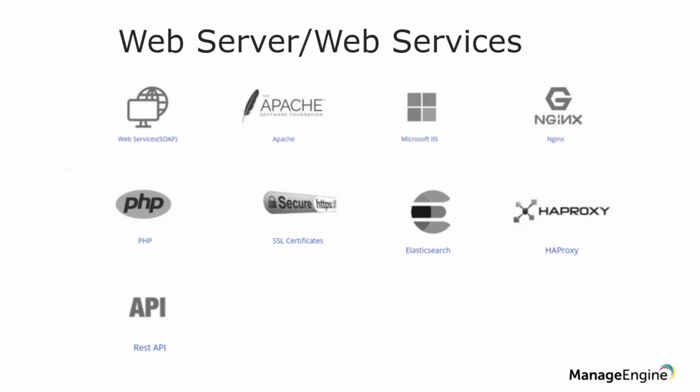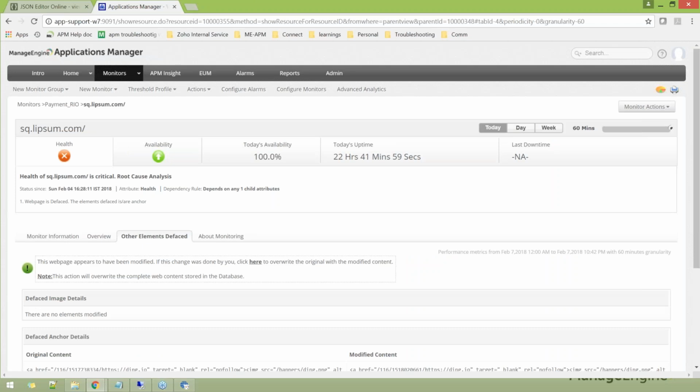In Applications Manager, we have web servers such as Apache and Microsoft IIS. We have reverse proxy servers like Nginx. In case you are using a search framework in your website, we have Elasticsearch for you to monitor. In case you want to monitor your SSL certificate, you can make use of it. And apart from this, we have SOAP and REST API monitoring for web services. Now, I'm going to show you the metrics that we monitor for these types.